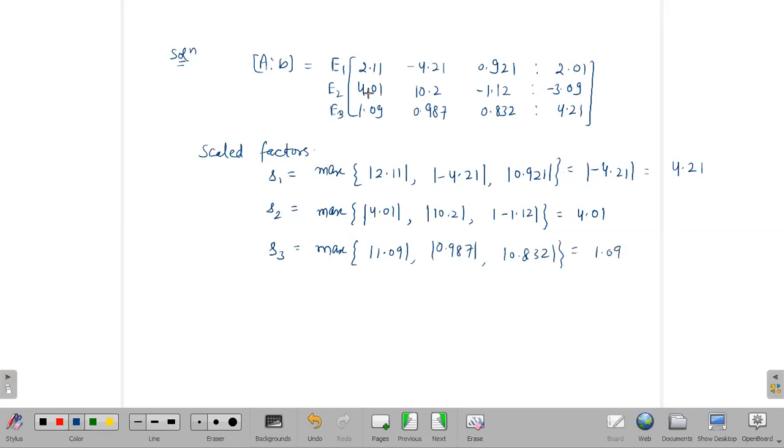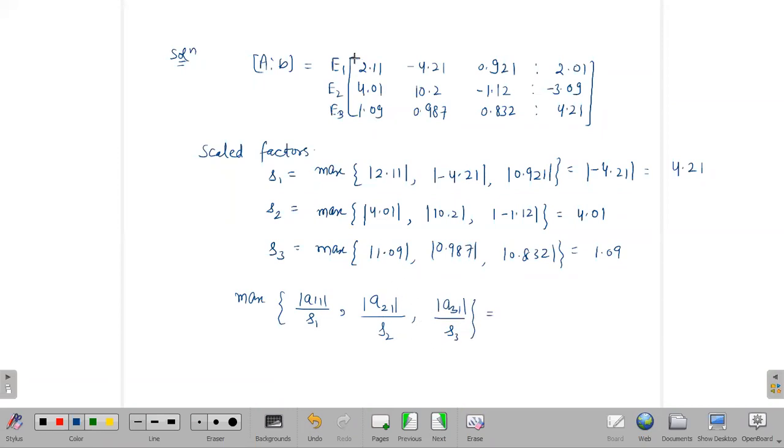Okay, so now if you want to make this 2.11, this place, the pivot element, then you have to take the maximum of A11 divided by S1, A21, now you have to take column-wise entries, A21 mod divided by S2, A31 divided by S3.